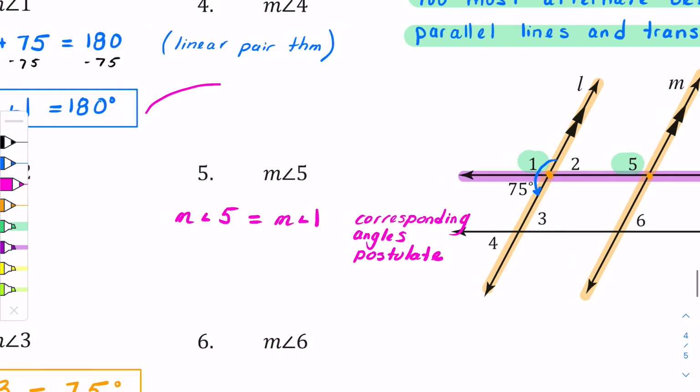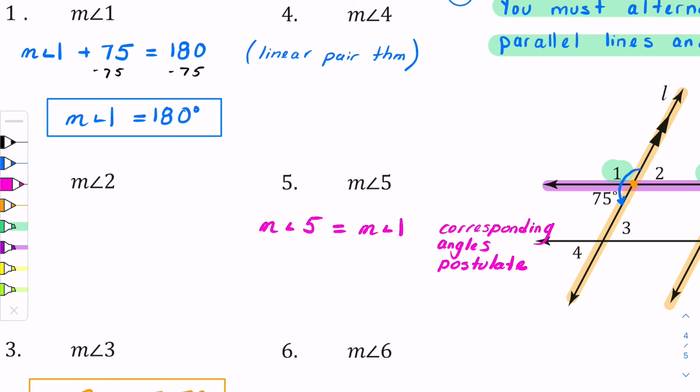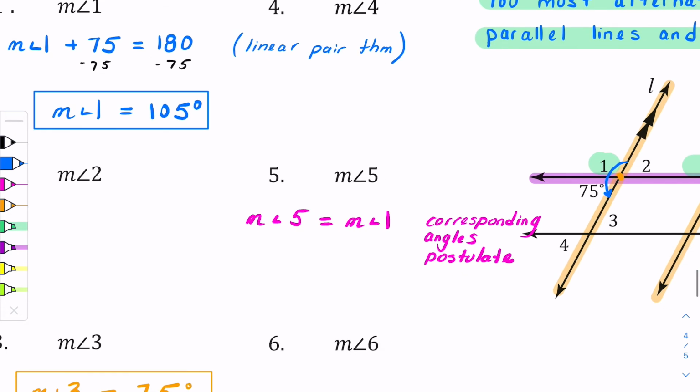We know that the measure of angle 1, back up to the measure of angle 1, I wrote that it was 180. It is not, it is 105. I think I said it correctly, I think I just wrote it wrong. Correct that on your note sheet if you did the same thing as me. Anyways, we know that the measure of angle 1 is 105. So therefore, we know that the measure of angle 5 is also equal to 105 degrees.